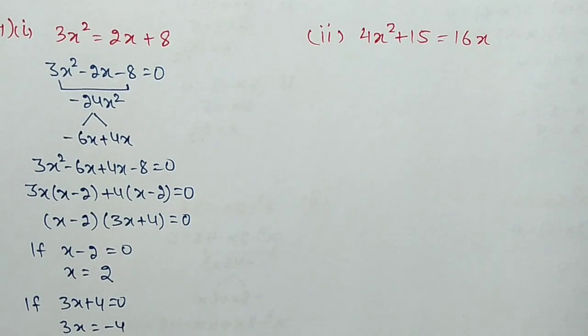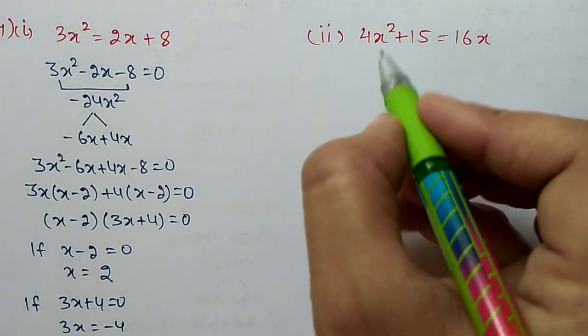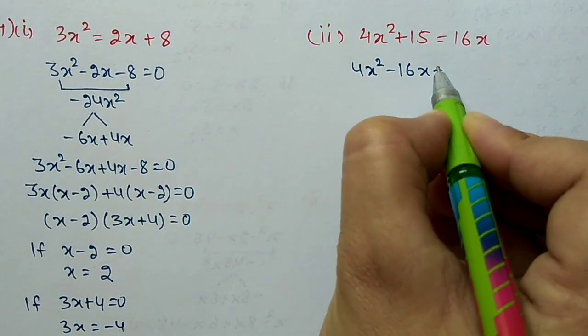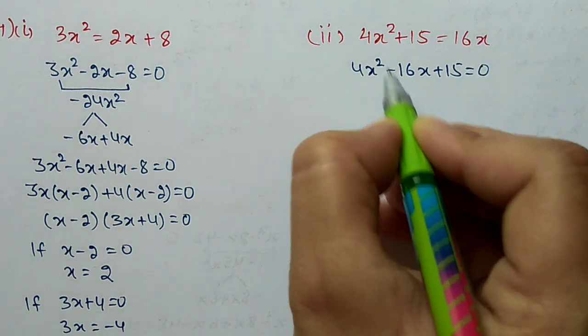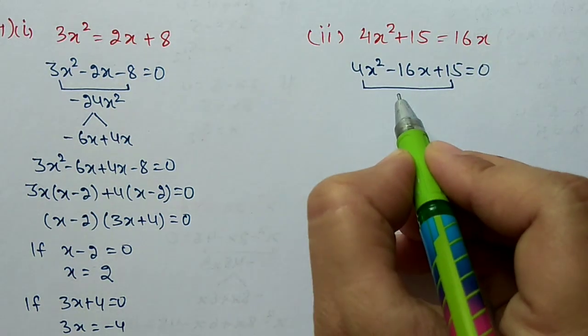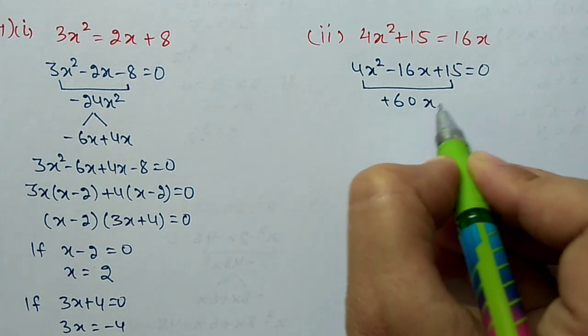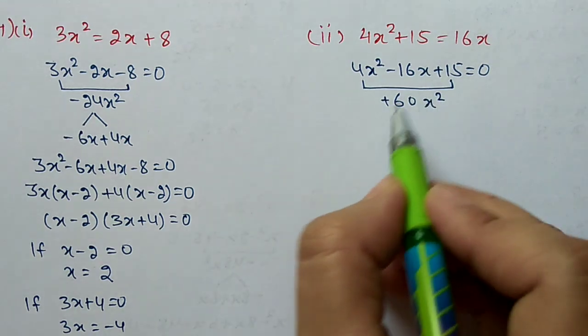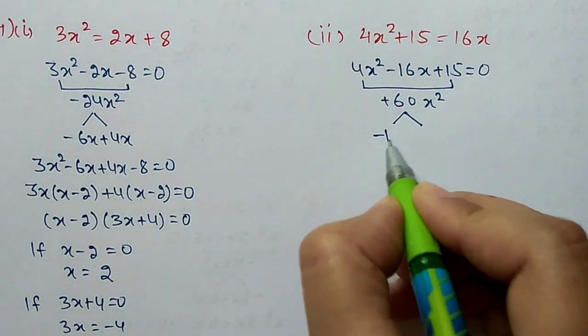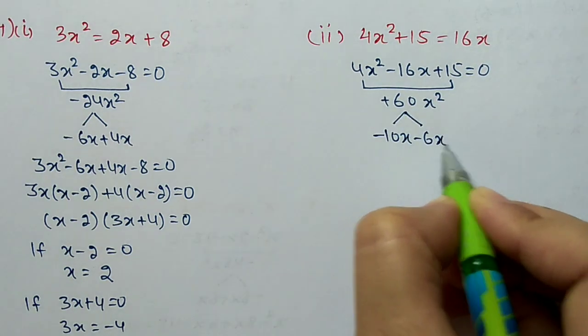Second part, first we have to shift the 16x this side. 4x square minus 16x plus 15. Arrange in order also. Now multiply first and last. We'll get here 60x square. So do the factor of 60 such that after addition 16 should come. So minus 10 minus 6.